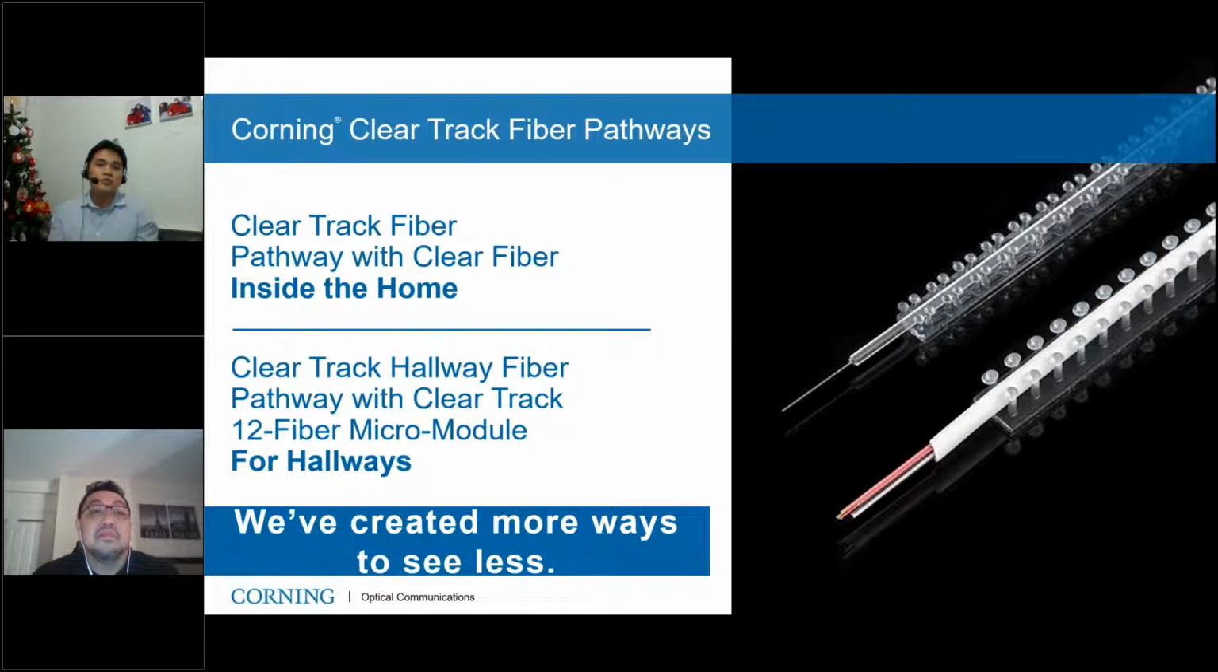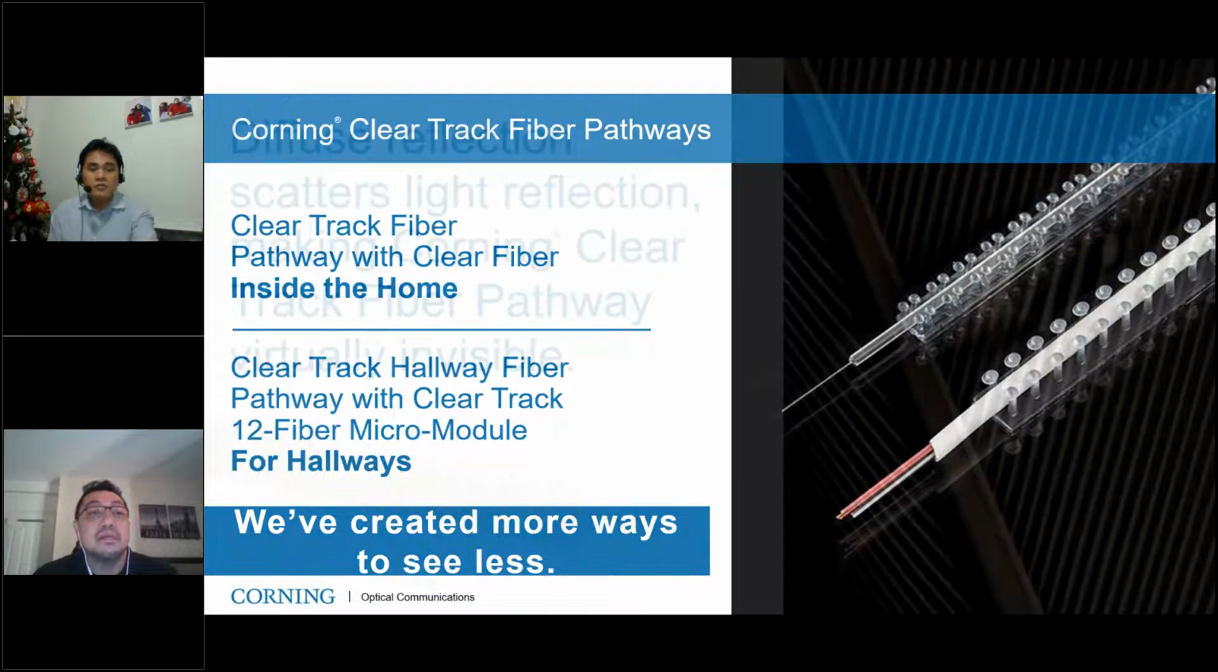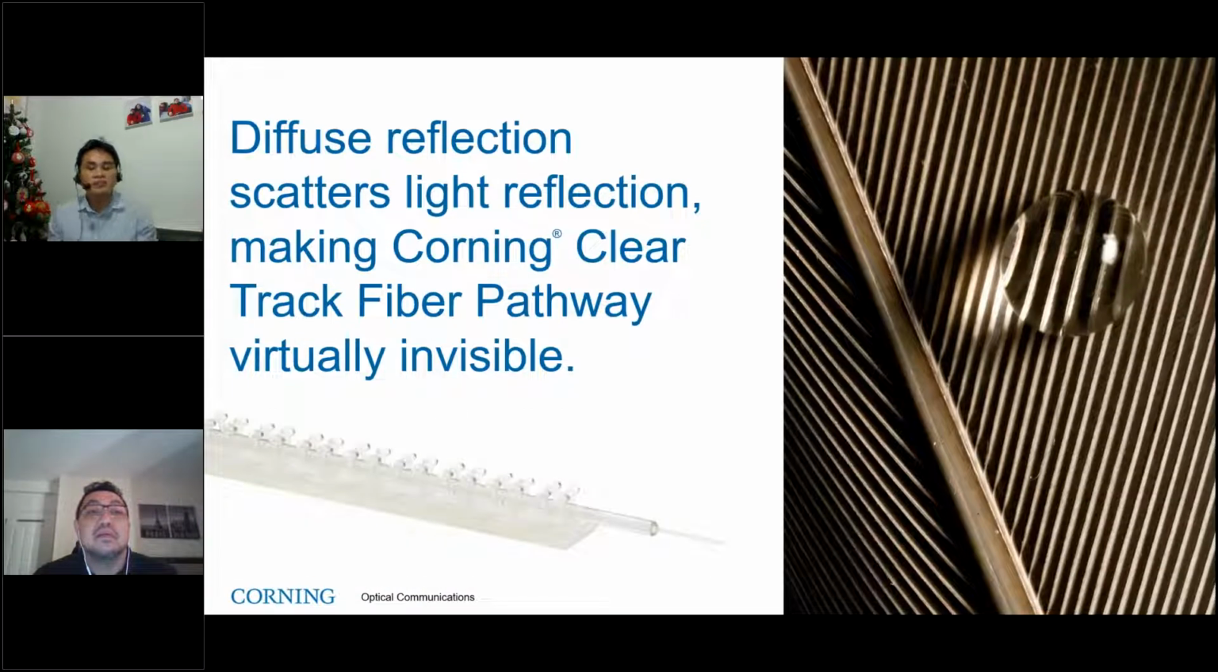So these comprehensive solutions offer a high-speed broadband solution that is aesthetically pleasing, minimally intrusive, and simple to deploy. In fact, residents hardly know it, as it leaves an invisible footprint. So how can the footprint become invisible? Clear Track fiber pathway diffuses reflected light, resulting in near invisibility. The technology behind Clear Track is its micro-replicated features, which allow diffuse reflections. When light hits the surface, it is scattered in many angles, making the clear cable pathway almost disappear.